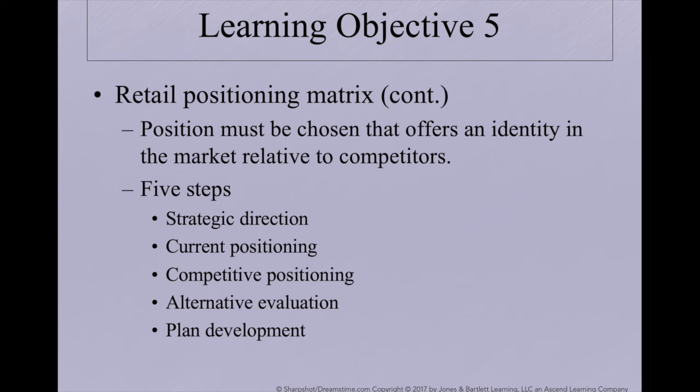Competitive positioning involves using primary and secondary data to understand the competitors' positions. Alternative evaluation is when an organization should compare its current position with competitors to identify gaps, weaknesses, and strengths. In plan development and implementation, the position selected should reflect the organization's attributes and conventions.